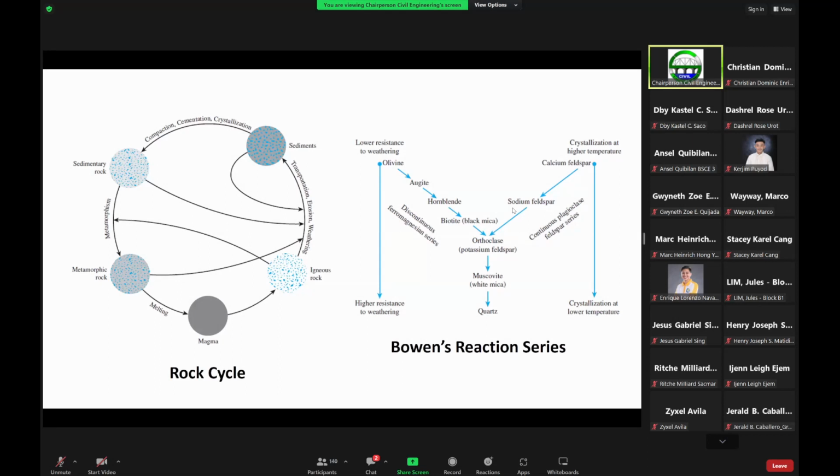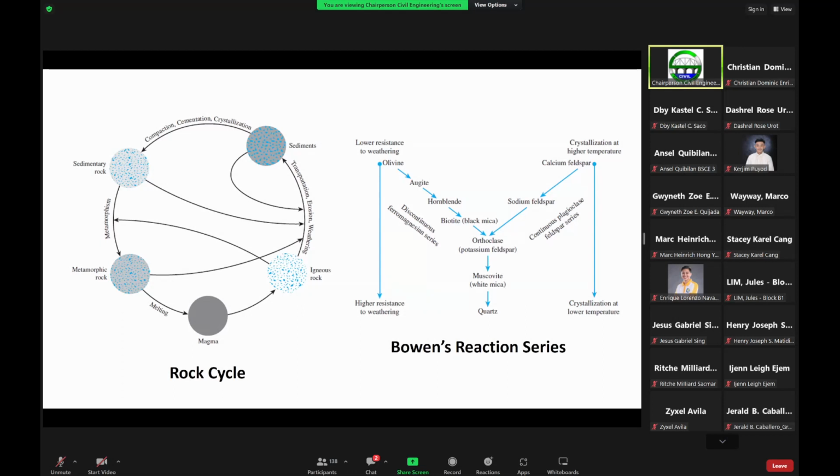Then as you continue with the reaction series, the sodium feldspar will become potassium feldspar, or what is also called orthoclase. Then from the orthoclase, it will become a muscovite mineral, which is also called a white mica. And then with more reaction, it will become quartz.